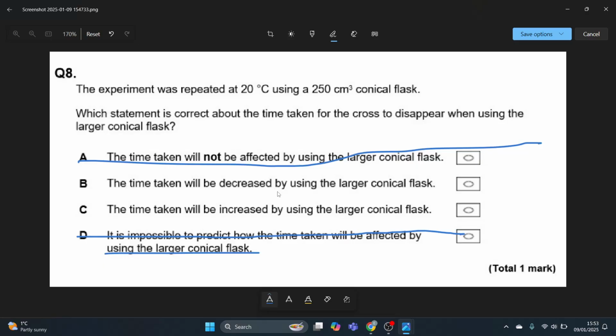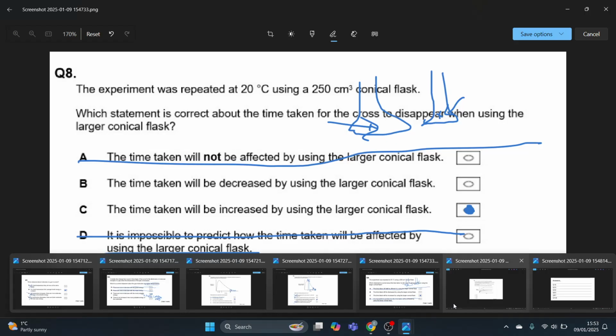Time taken will be decreased by using the large conical flask. That does not make any sense. If we have a larger conical flask, the time taken for the crust to disappear would clearly be increased, because it's a large conical flask and the crust, let's say the crust is tiny here. If I have another conical flask that's a bit smaller, the time taken for the crust to disappear in the bigger one is going to be increased. So the answer is C.